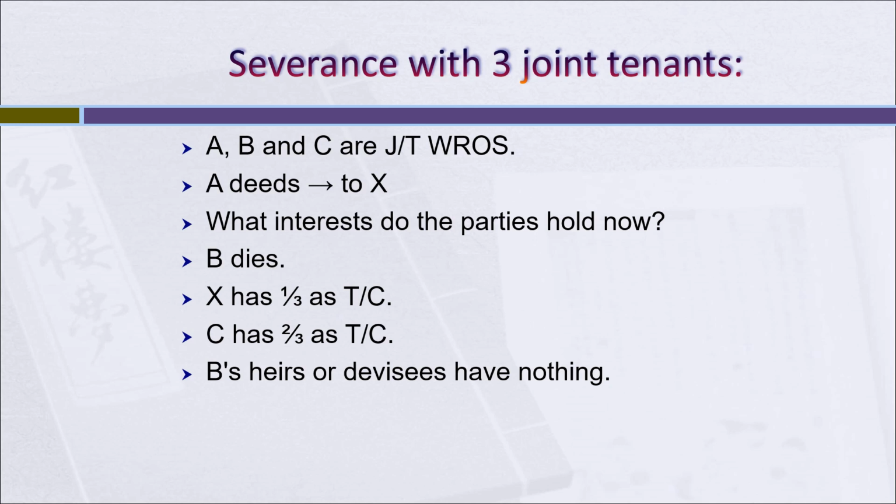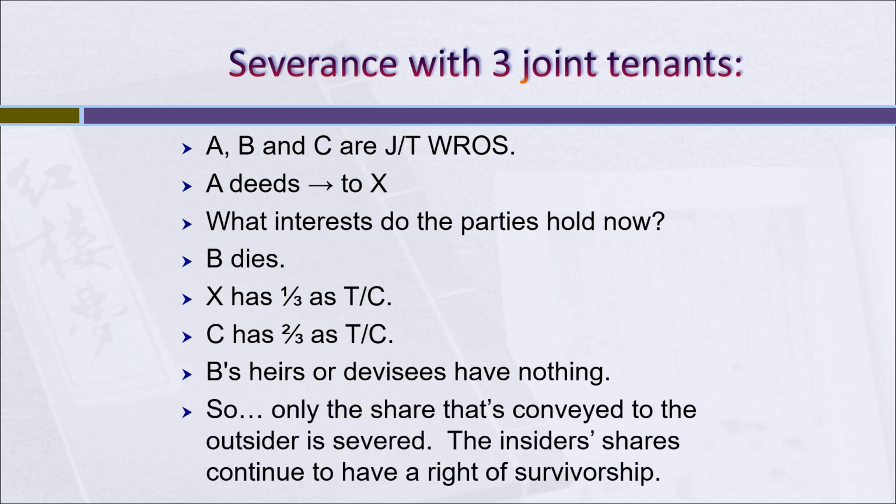You'll notice that because B died before C did, and B was in a joint tenancy with a right of survivorship, B's heirs or devisees have nothing. B can't pass anything by his will or by inheritance because his interest terminates when B dies. So remember that only the share that's conveyed to the outsider is severed. The insider shares continue to have a right of survivorship among themselves.